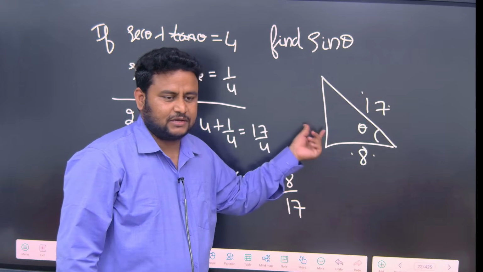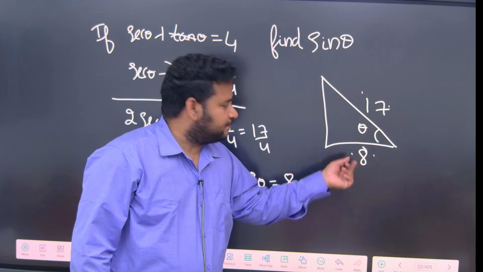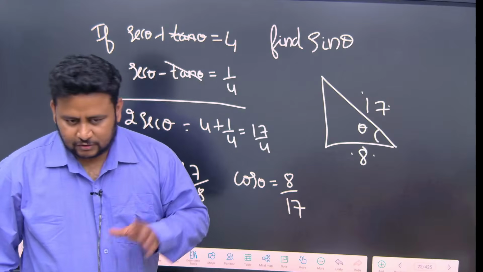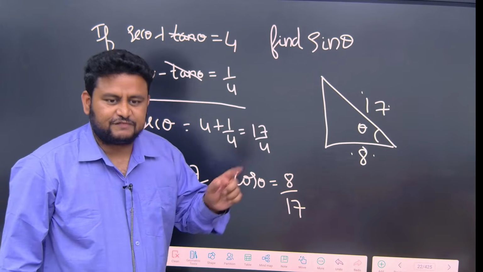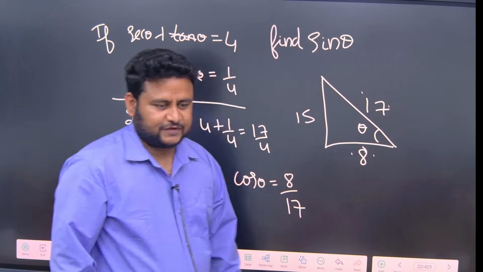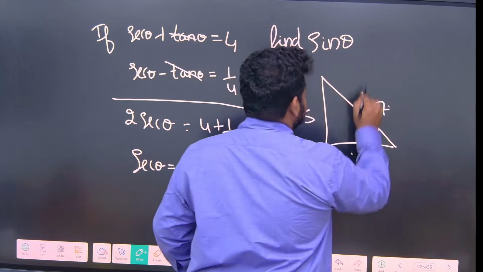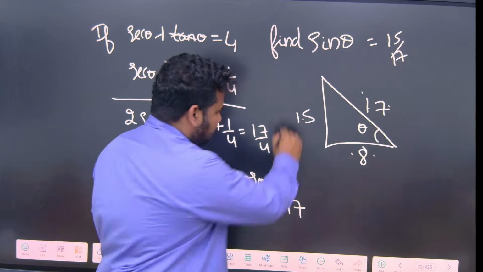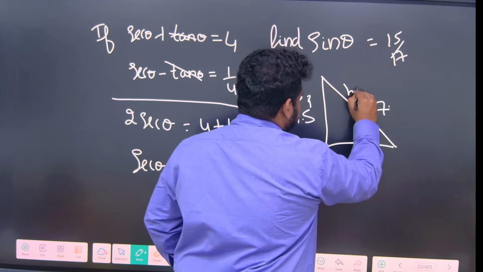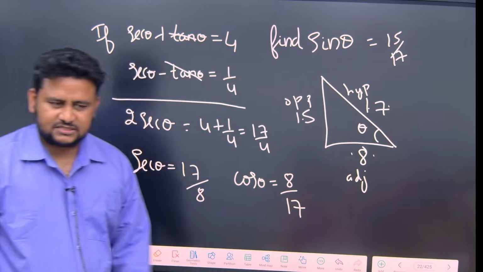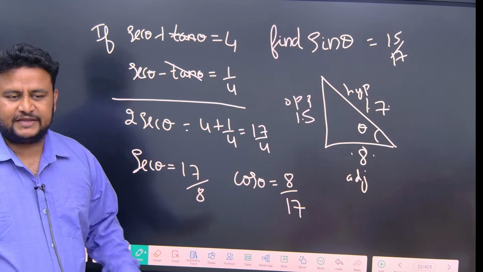I want to find out this value. So 17 square is 289, minus 8 square is 64, so that will give us 225. The square root of 225 is 15. So this will be 15. So sin theta is what? 15 by 17. That's all. This is opposite, this is hypotenuse, this is adjacent. Like this, we can find it very easily.